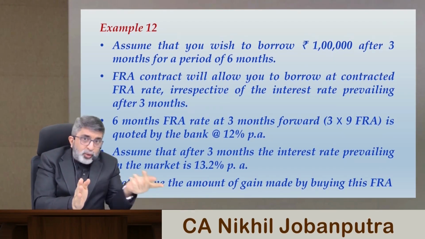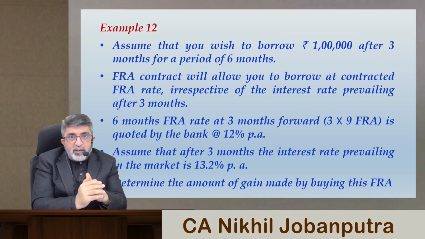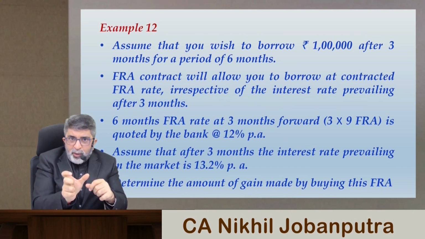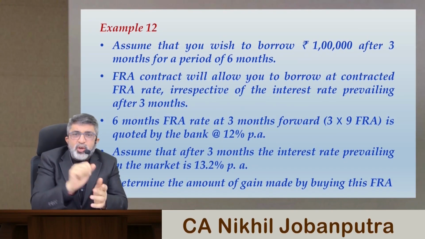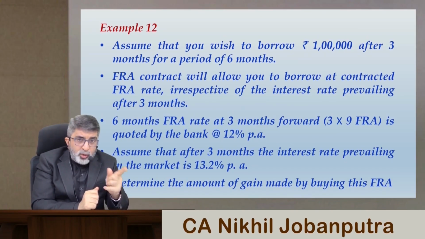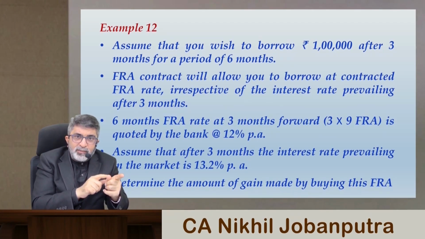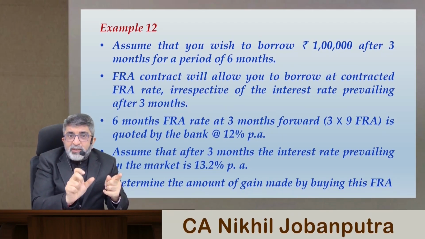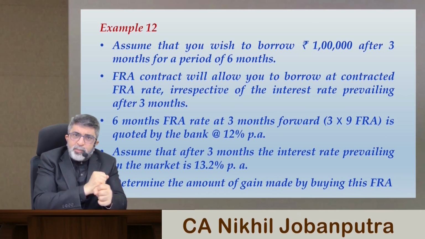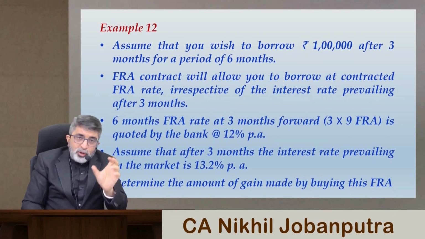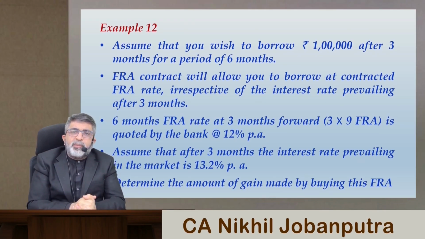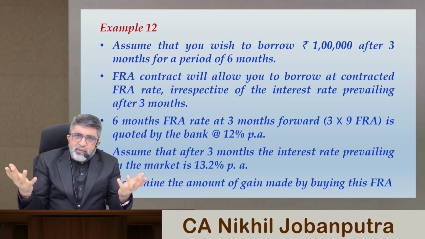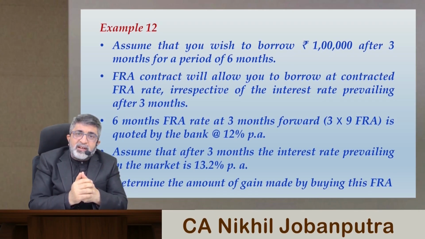But you have agreed to borrow at 12%. So effectively 13.2 minus 12, you have saved 1.2%. 1.2% is an annualized rate. So the periodic saving will be half of 1.2, that is 0.6%. So you have effectively saved 0.6%. That 0.6% applied on the notional principal of rupees 1 lakh will give you savings of rupees 600.